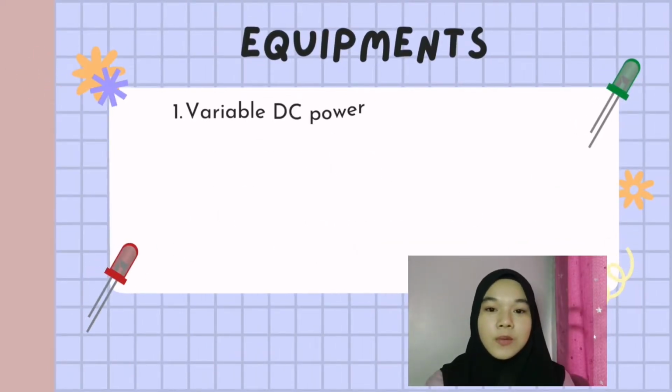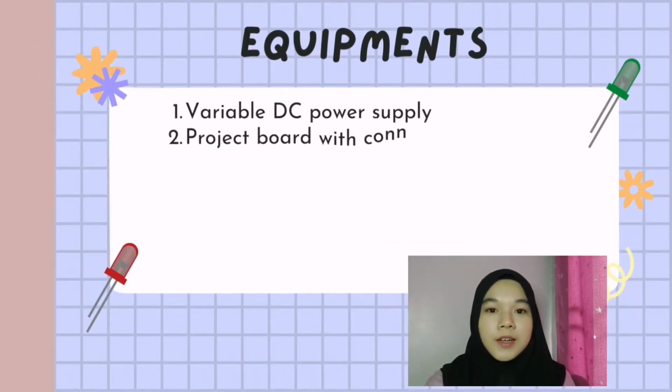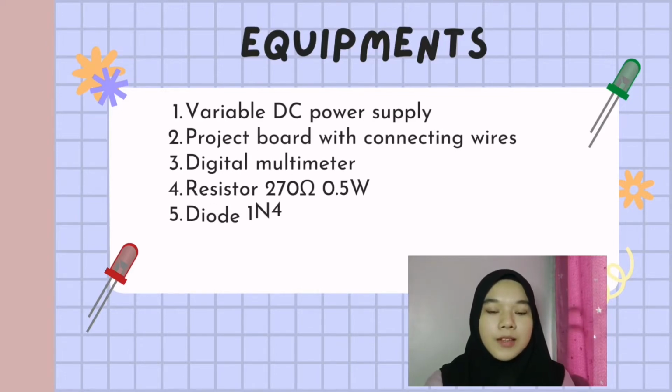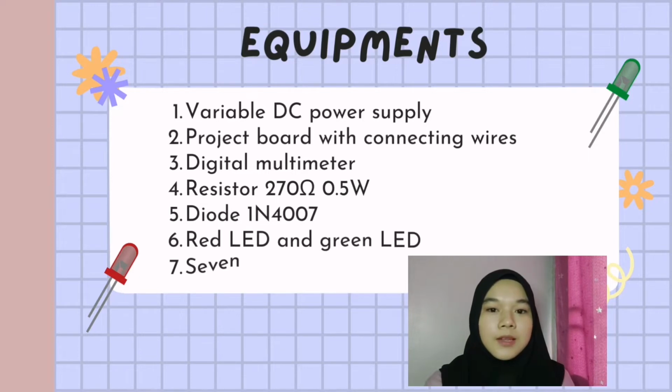There are several pieces of equipment needed in this experiment. First, a variable DC power supply, project board with connecting wire, digital multimeter, resistor 270 ohm with 0.5 watt, diode 1N4007, red LED and green LED, and lastly a 7-segment display.